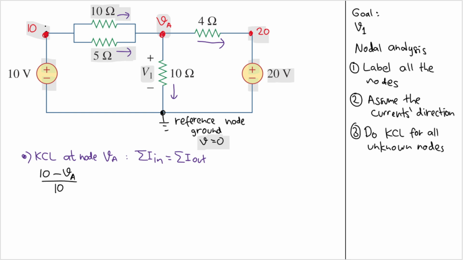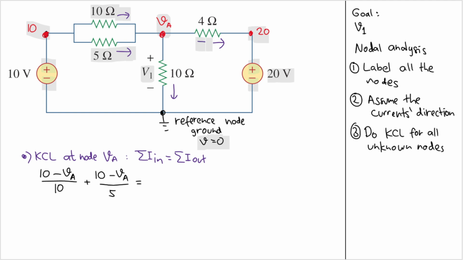And it is coming from this 10-volt node. So I will have plus 10, and then the current goes to VA, so I will have 10 minus VA. And remember, this is voltage, we need current, so we divide it by the resistance between them, which is 5. Okay, and I think that's all for the current that goes in. Now let's move on to the current that goes out.